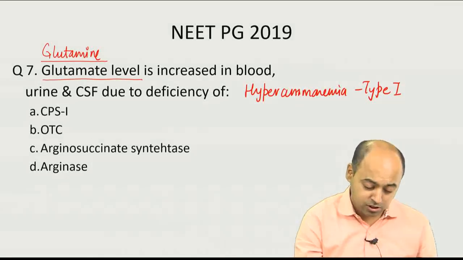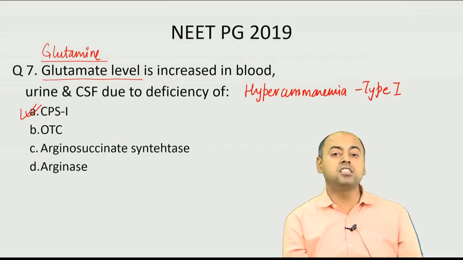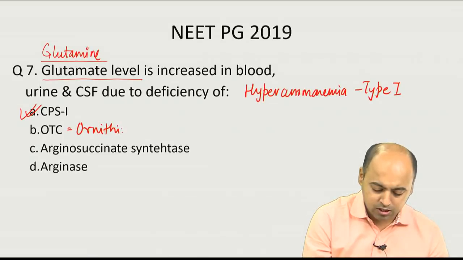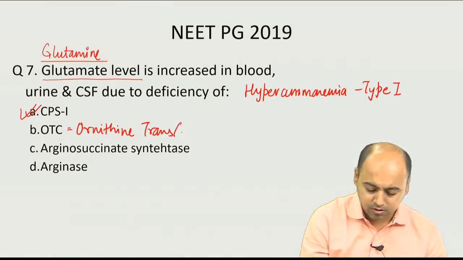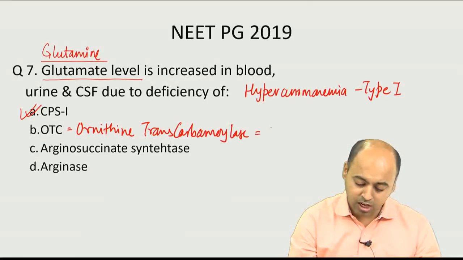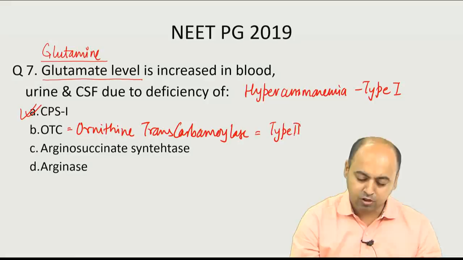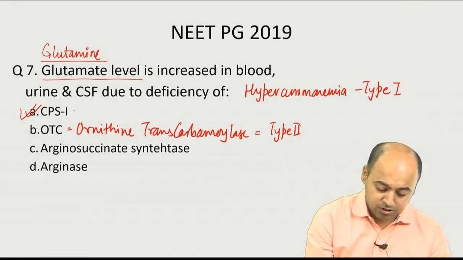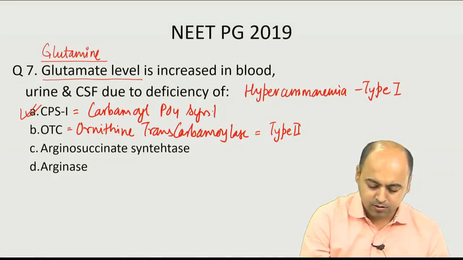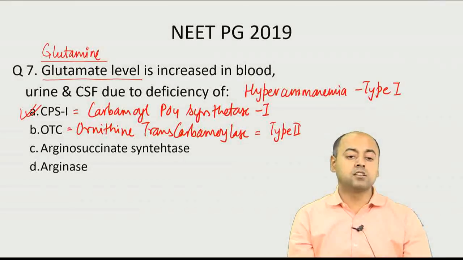The hyperammonemia type 1 is due to deficiency of the CPS1. The OTC, that is ornithine transcarbamylase, will cause the hyperammonemia type 2. The CPS1, for those who don't know it, stands for carbamoyl phosphate synthetase 1.